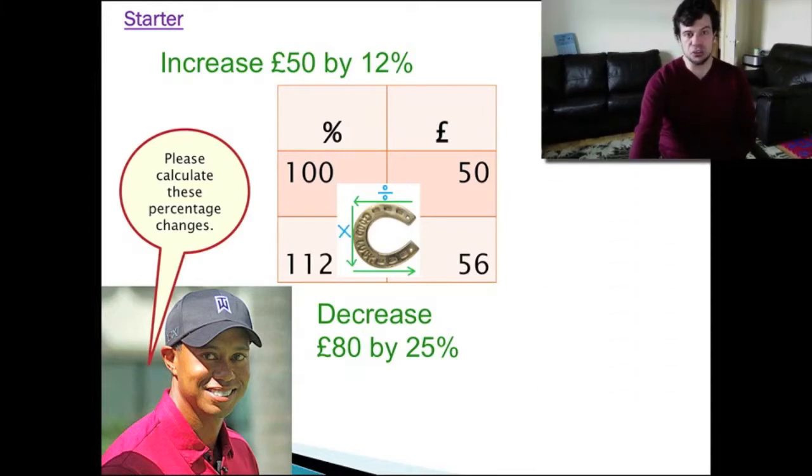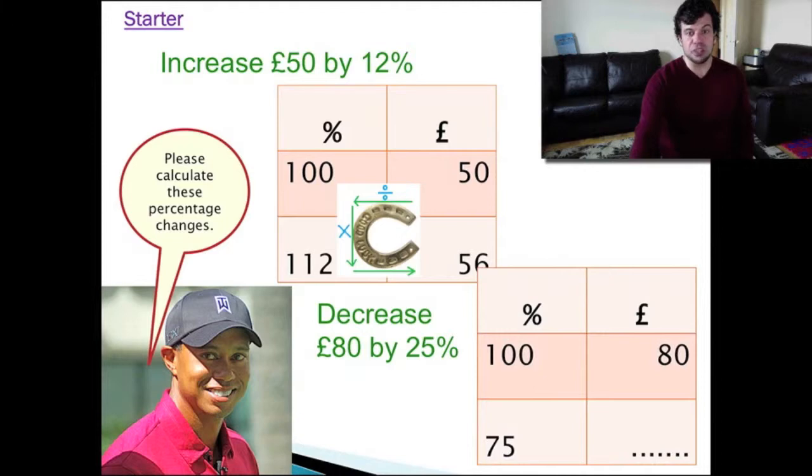Now the second question is decrease £80 by 25%. Again, proportion table, percentage on the left, pound on the right. The original amount of money is £80, which is the full amount of money, so the original full percentage is 100% always. What is 25% less than 100%? Well, 25 from 100 leaves you 75%. If you're decreasing or reducing by 25, you've got to take the 25 from the 100.